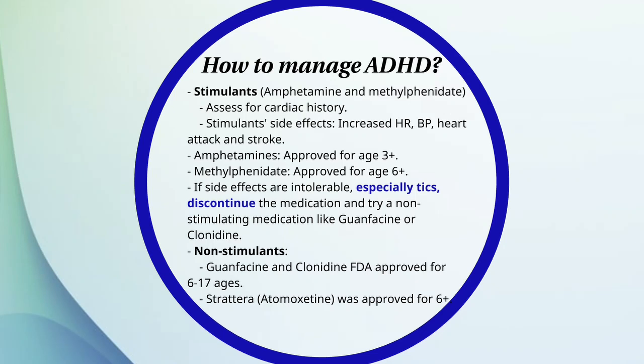So what are your choices? You can prescribe guanfacine or clonidine. So these are two medications. They are non-stimulants. They can also be prescribed. And if you look down here, the non-stimulants all start at 6 plus years old, right? So another choice too is Strattera, or atomoxetine, which can also be prescribed for 6 years and older.